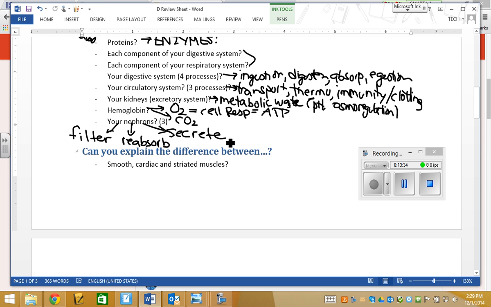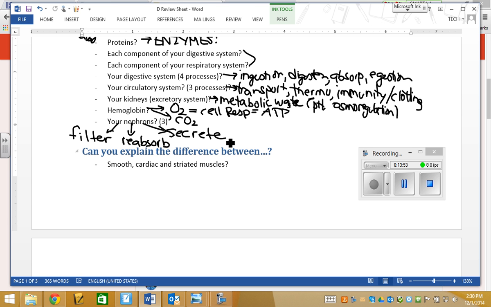That is where substances that your body does not want are added to your urine through active transport. So that would be things like excess hydrogen ions to try to change the pH. That would be things like excess drugs, ammonia, urea, uric acid.